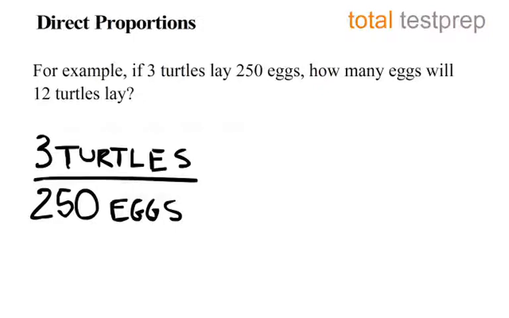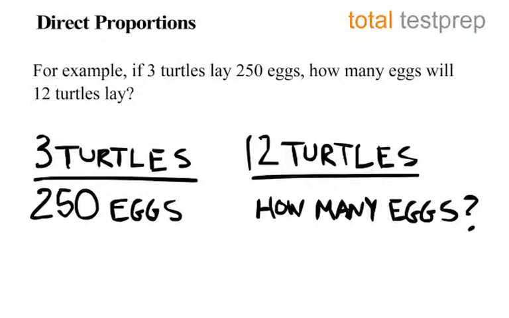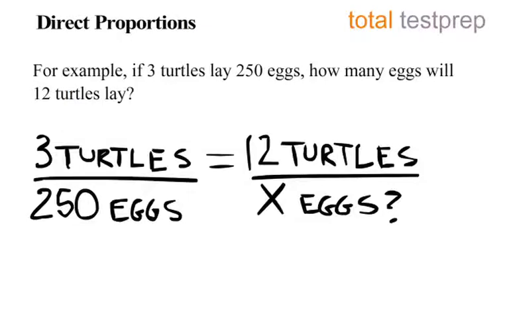Now we can do this by setting it up algebraically so that you don't have to draw out turtles and eggs every time you have a question like this. We would say 3 turtles is 250 eggs, so 12 turtles is how many eggs? You set these equal to one another because if things are directly proportional to one another, their ratios are the same. So 3 turtles over 250 eggs is equal to 12 turtles over how many eggs? How many can be replaced by x, a variable, an unknown.